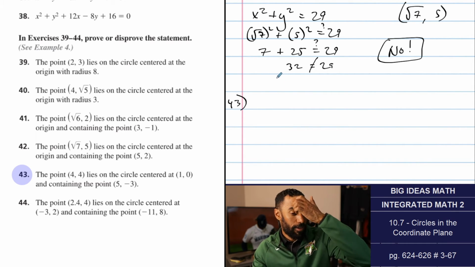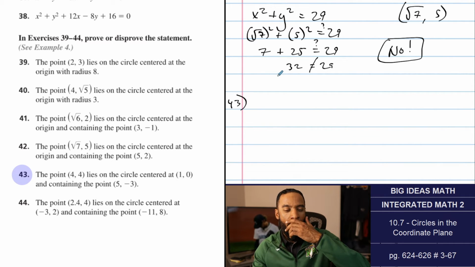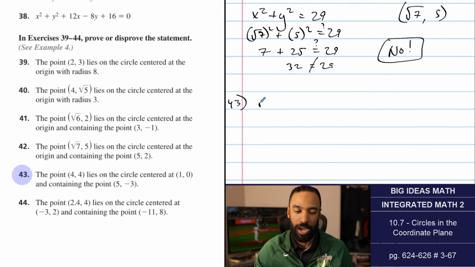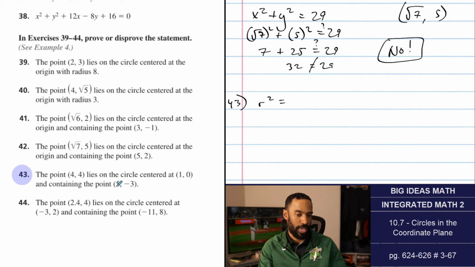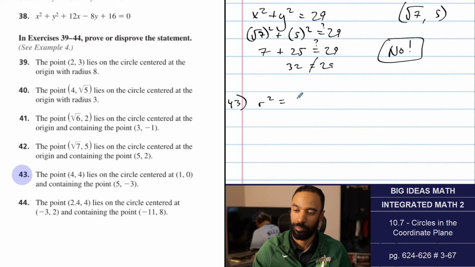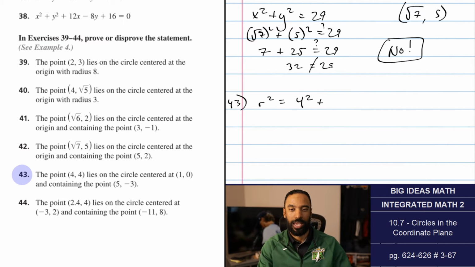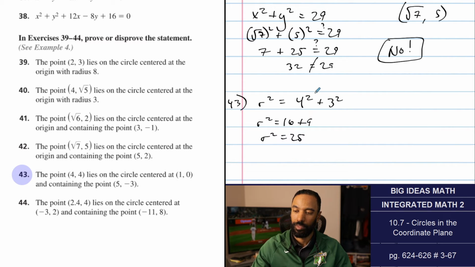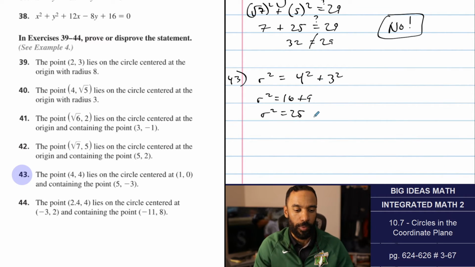Okay, so 1, 0 is your center. Now r squared: it says containing the point 5, negative 3. This isn't just your x thing. You have to take the difference from your x to your center. So that's 4. 4 squared plus, and then from 0 to negative 3, that distance is 3. So 4 squared plus 3 squared. All right, so r squared is 25, so the radius there would be 5.